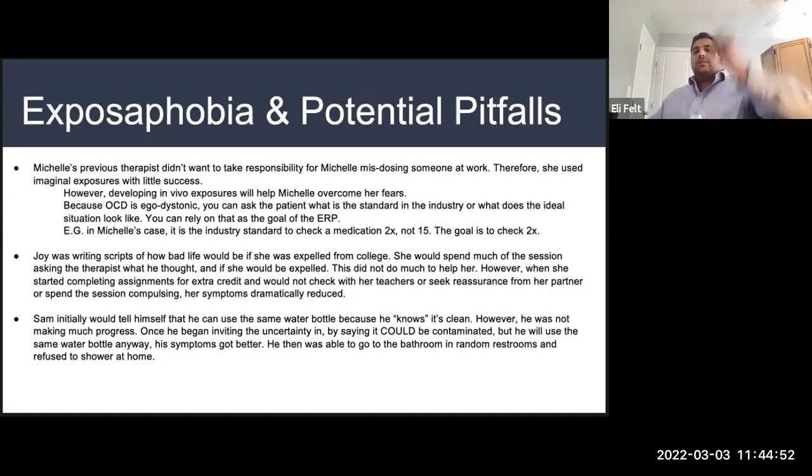And when he started saying, it might be a contaminated water bottle, I just don't care, I'm going to drink it anyway, that's when things started to move along, versus saying, I know it's clean. I saw that the bottle, nothing happened to it and things like that, and trying to convince themselves that they know it's clean. That doesn't really help, because we're kind of just avoiding that one situation, but we're not really making any progress. Versus saying, I'm going to invite that uncertainty, or I'm going to contaminate the bottle on purpose, right?